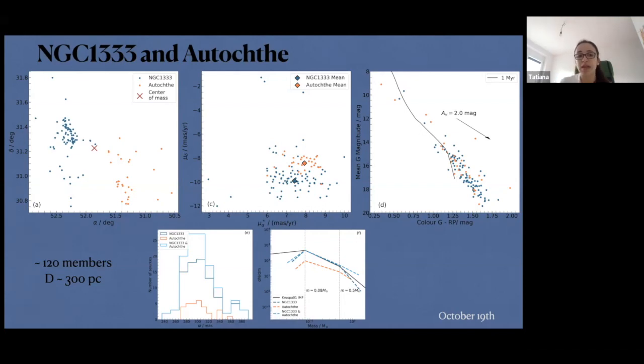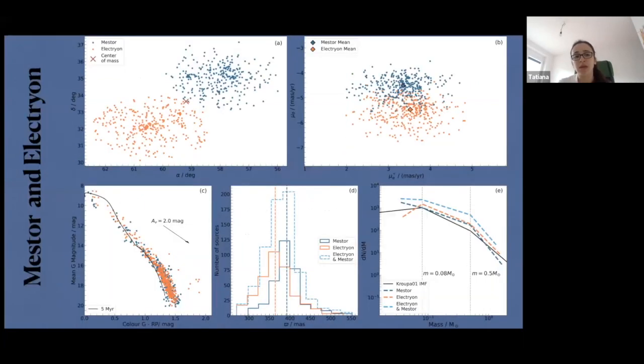And then similarly, Mestor and Electron also have very similar properties. Again, they're coeval and have very similar proper motions.